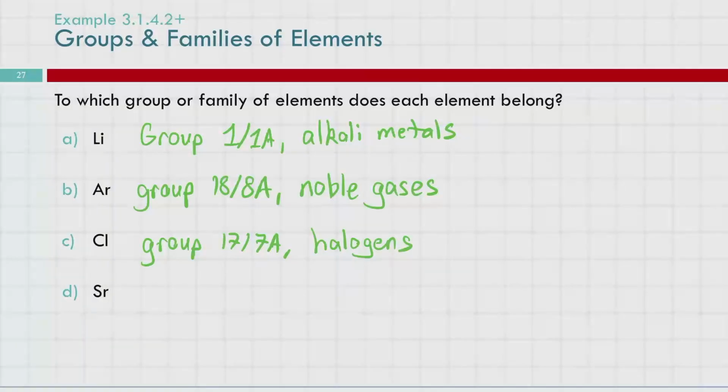And then last we've got Sr. Where do we find Sr? Yeah, it's group 2. It's number 38. So that's group 2, and what's that group called? Yeah, that's our alkaline earth metals.